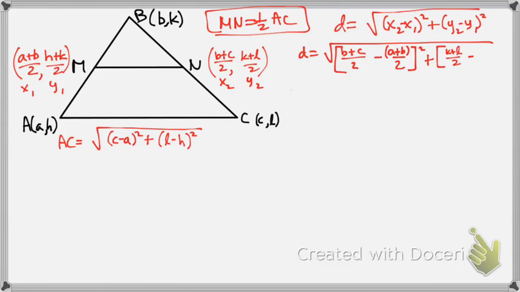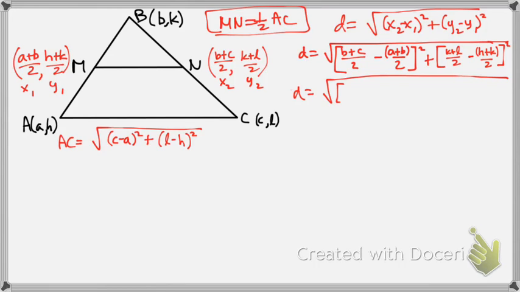Minus h plus k over 2. Again, parentheses around here, and we are going to square the sum, or square the difference, sorry. So here we go. Simplify. Long steps. I'm going to show every step, so be patient, please.